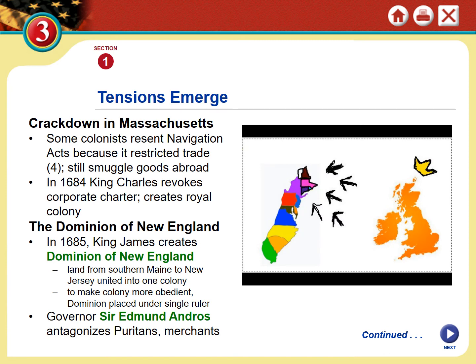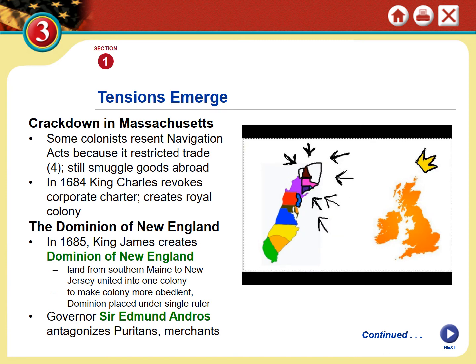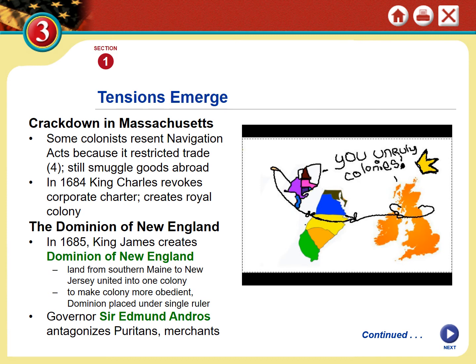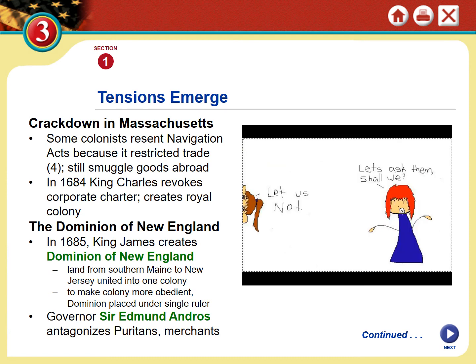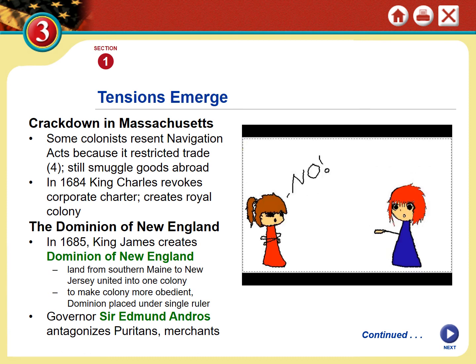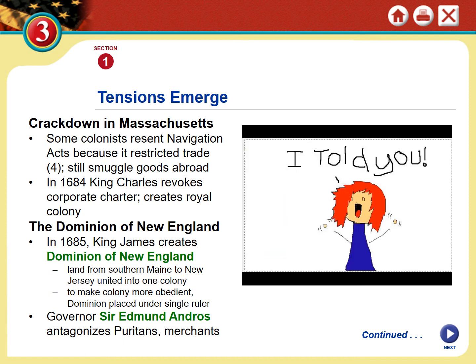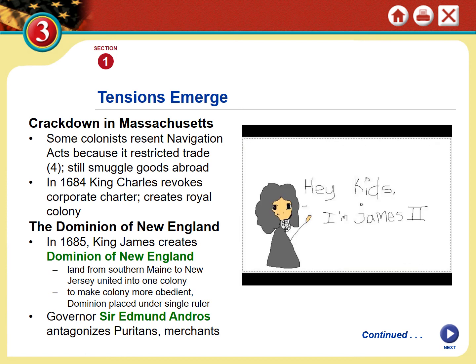This governor of New England was named Sir Edmund Andros. And it was his job to crack down, to make sure that the colonists obeyed the rules. And he would often antagonize those he ruled, such as the Puritans, who wanted to believe the way they wanted to believe and not follow the Church of England. Or merchants who wanted to, of course, smuggle goods illegally, but they wanted to do business the way they wanted to.